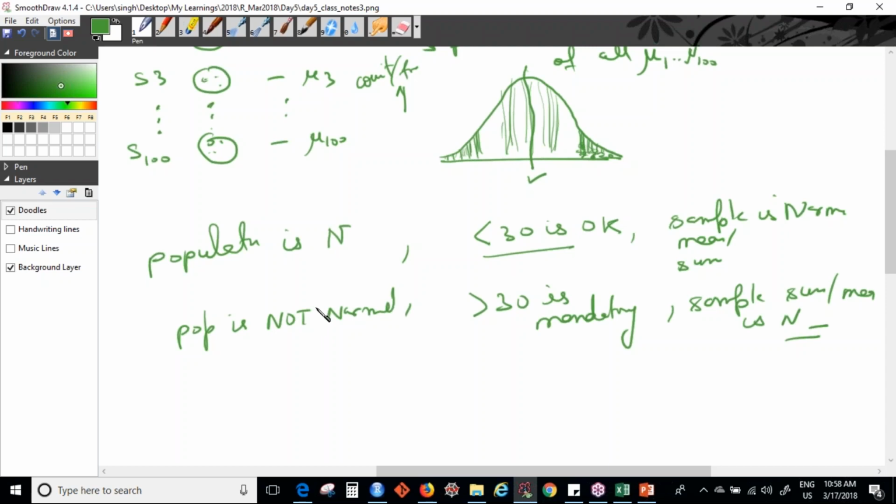If your population is normal, then there is no limit. You can take 10 also. 30 is minimum, 30 is not required. Yes, that's what, Sahana. If your population is also normal, then you can take even less than 30. But if your population is not normal, then you will have to take at least 30, because in that case, it will not follow a normal distribution.